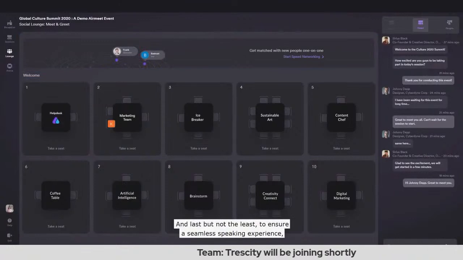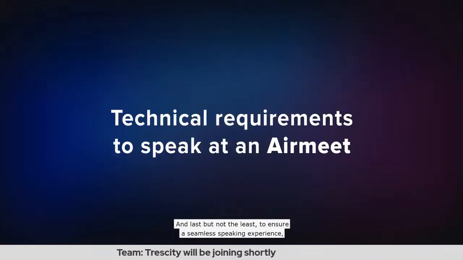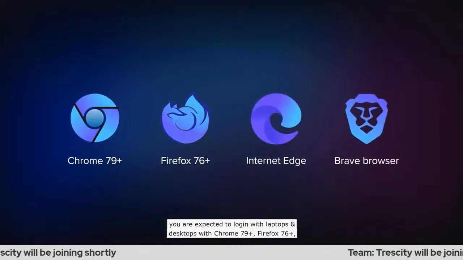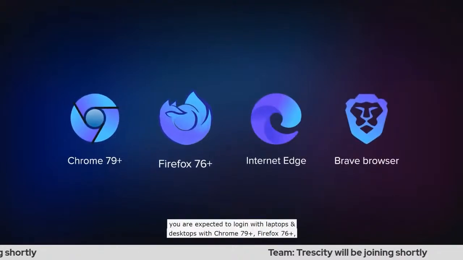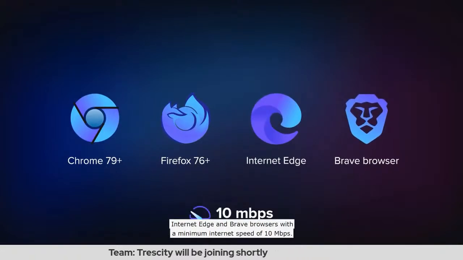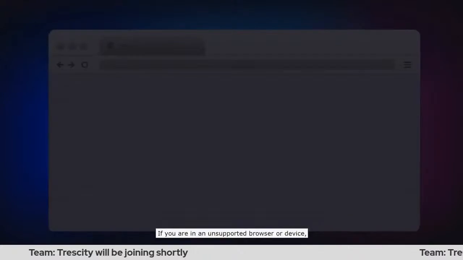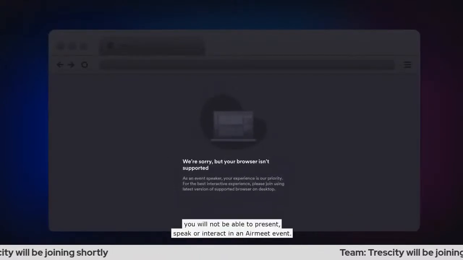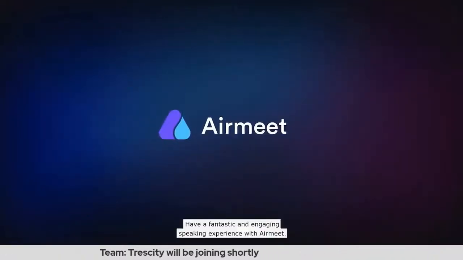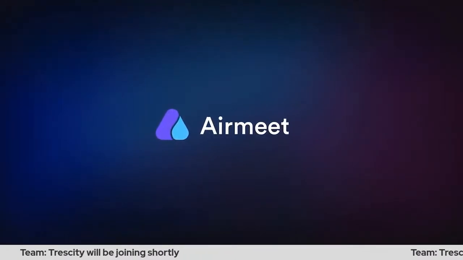And last but not the least, to ensure a seamless speaking experience, you're expected to log in with laptops and desktops with Chrome 79+, Firefox 76+, Internet Edge, and Brave browsers with a minimum internet speed of 10 megabytes per second. If you are in an unsupported browser or device, you will not be able to present, speak, or interact in an Airmeet event. Have a fantastic and engaging speaking experience with Airmeet.